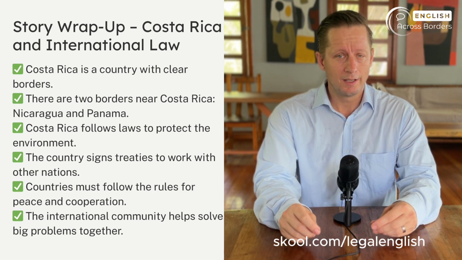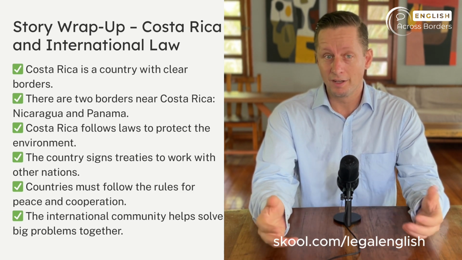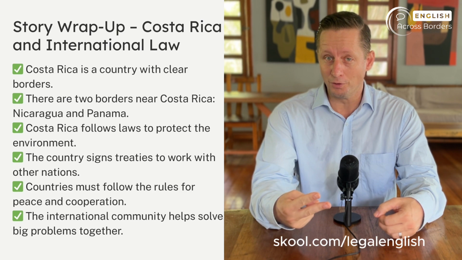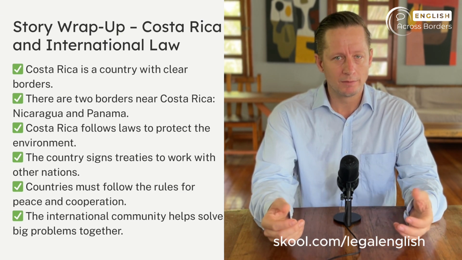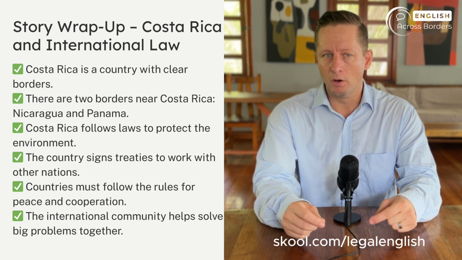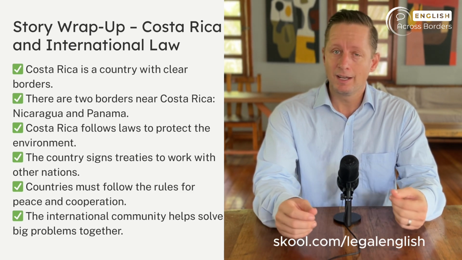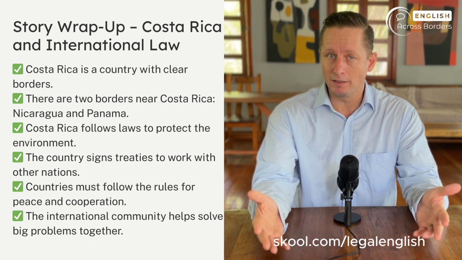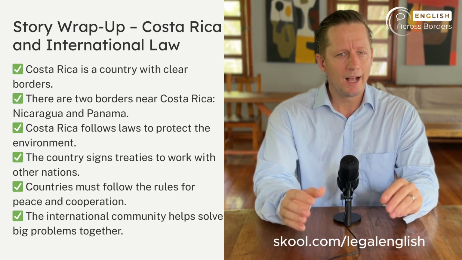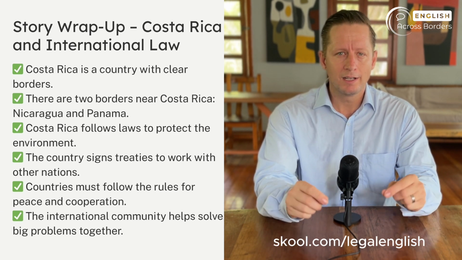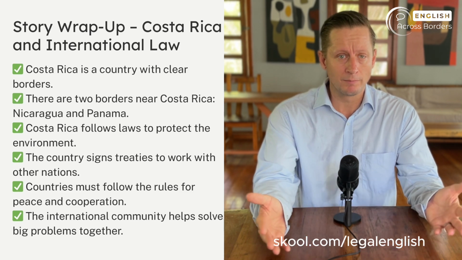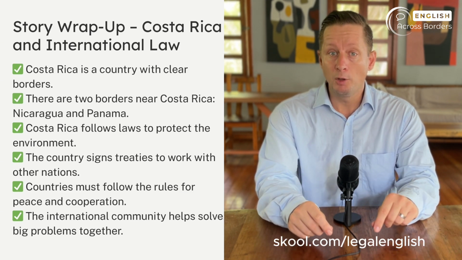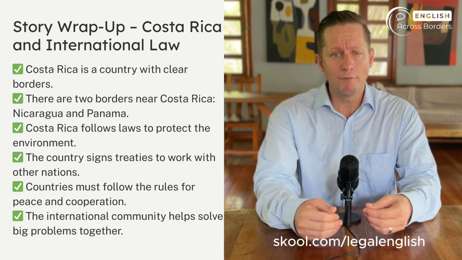Costa Rica is a country with clear borders. There are two borders, one with Nicaragua and one with Panama. These borders show where Costa Rica ends and its neighbors begin. Costa Rica has laws to protect its beautiful environment, like the forests and rivers. These laws help keep nature safe for everyone.